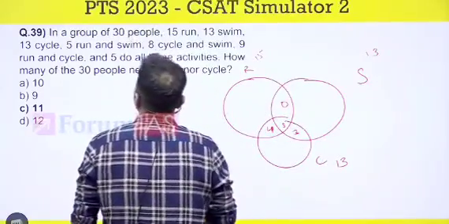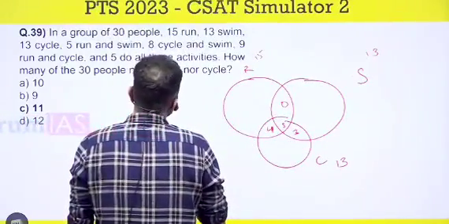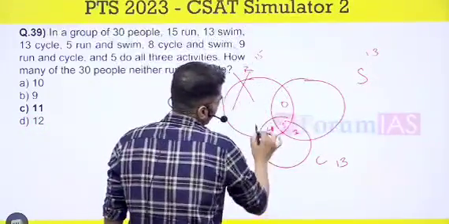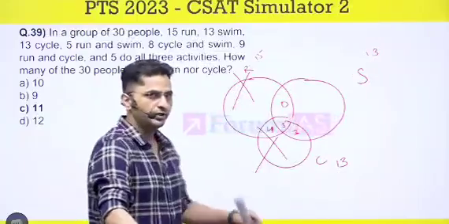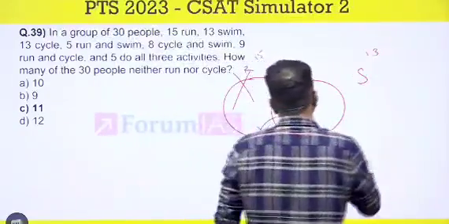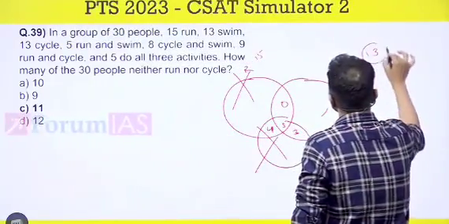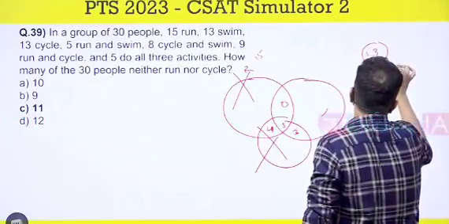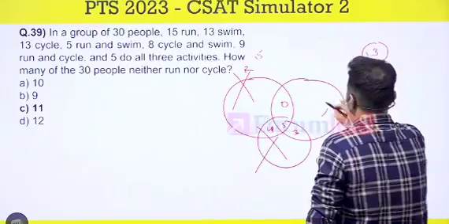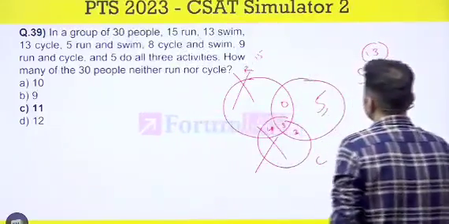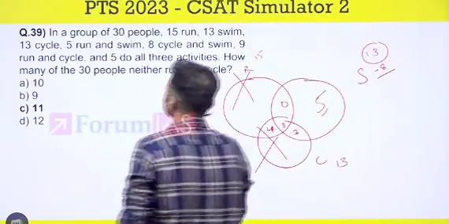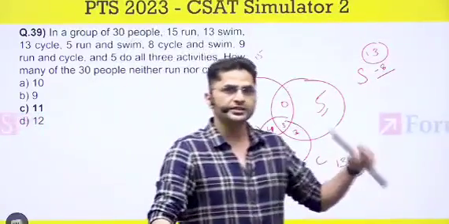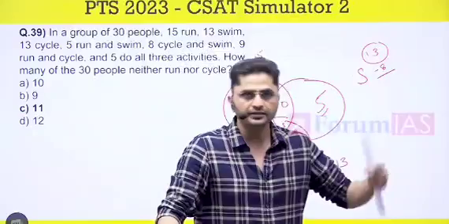Then they're asking how many of the people can neither run nor cycle. So that means I need to eliminate run and cycle. So I need the people who are not participating plus this segment alone. Now this is 13. So from this remove 8. So this becomes 5. Correct? Then they're asking neither run nor swim. We also need to know the number of people who have not been included in the group altogether.